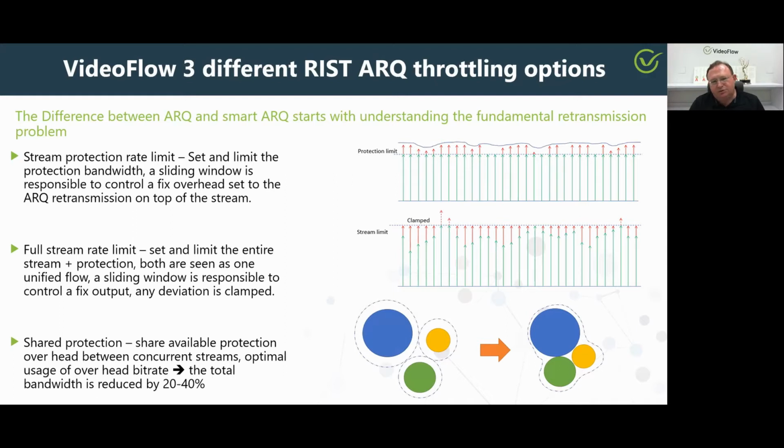Instead, we can use the protection as a shared resource so that the streams may pull retransmission budget from that shared resource. So we can have lower overhead and a reduction of bitrate of 20 to 40% in the link budget, which will make the CFO happy.